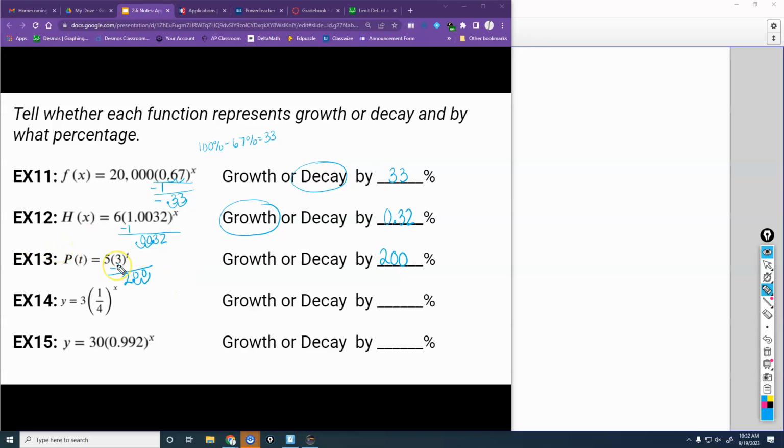Okay, now, this is tripling. If something is tripling, it is growing by 200%. Okay, what about if something's doubling? If something doubles, what percent is it?